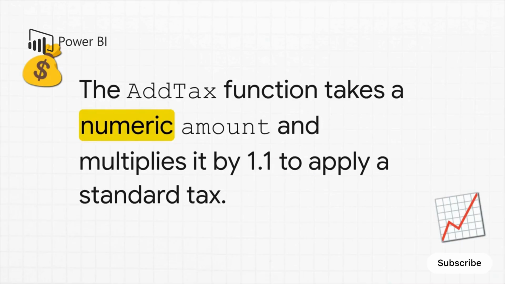Let's make this real with a super simple example. We'll call it add tax. All it does is take one number, which we're calling amount, and multiplies it by 1.1. And that's it. We've just taken a common business rule and wrapped it up in its own little reusable package.